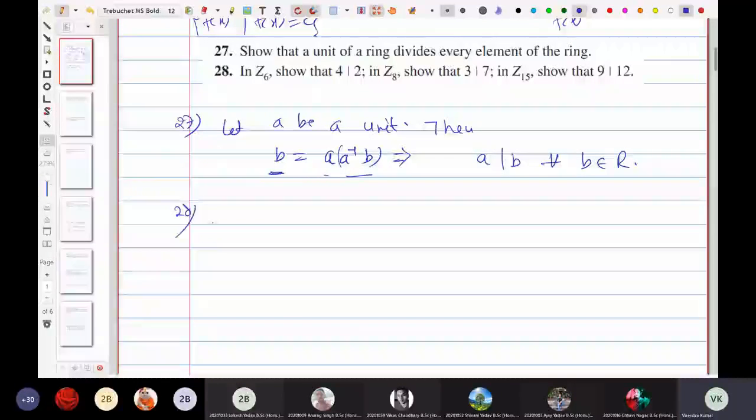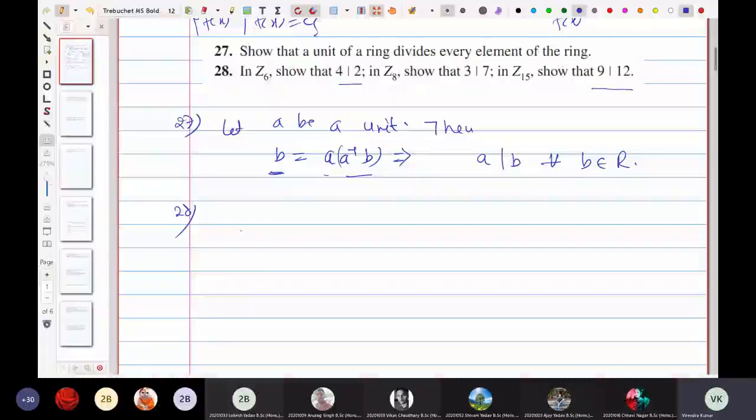28th question, it says that in Z6, 4 divides 2. Okay. In Z8, 3 divides 7. And here in Z15, 9 divides 15. So how can you show this? You can show them based on the above 27th result. Okay, result number 27.